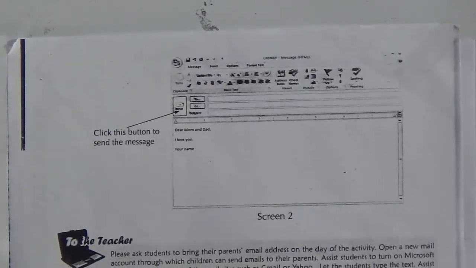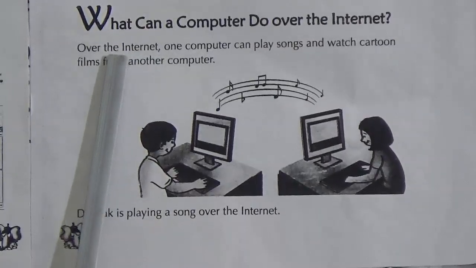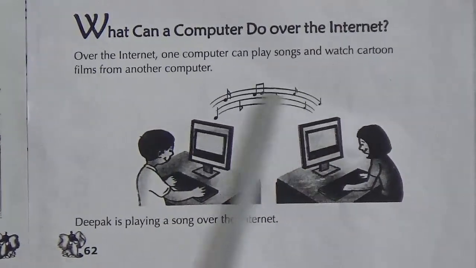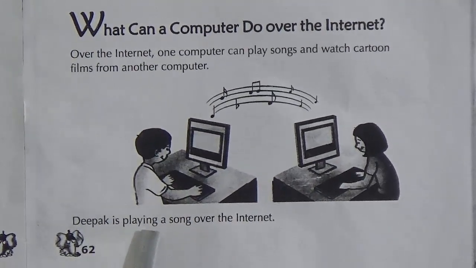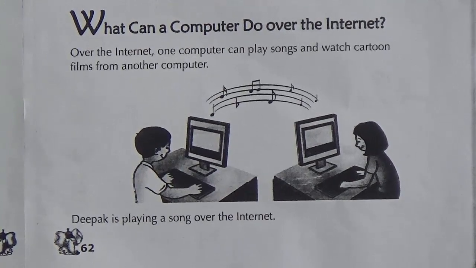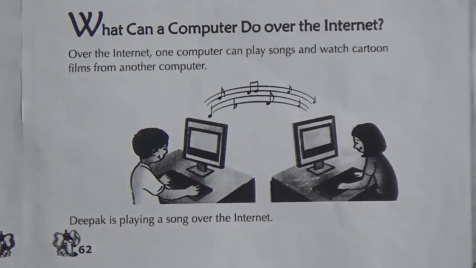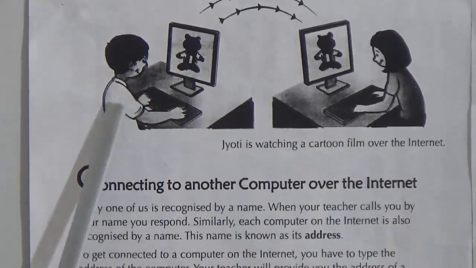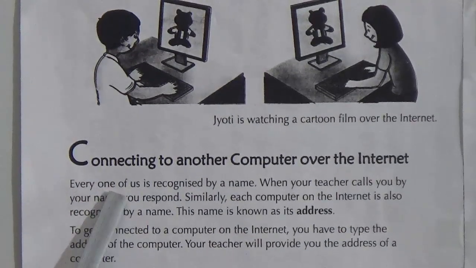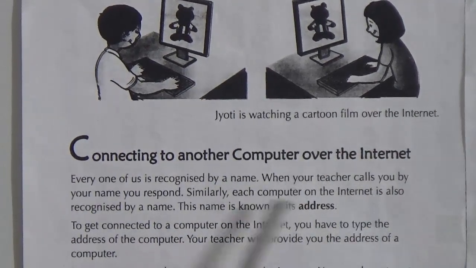Now, what can a computer do over the internet? Over the internet, one computer can play songs and watch cartoon films for another computer. So Deepak is playing a song over the internet, and you can share these songs and cartoons from other computers. Okay, next one, please come here. Look at the pictures. Jyoti is watching a cartoon film over the internet. Okay. So last one, connecting to another computer over the internet.